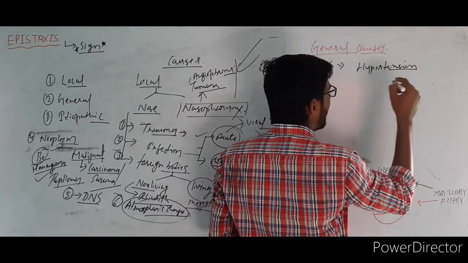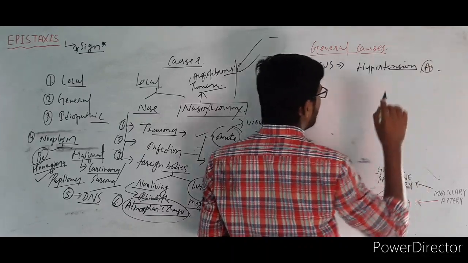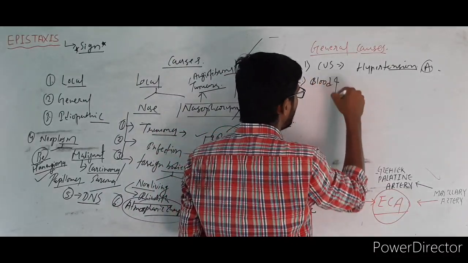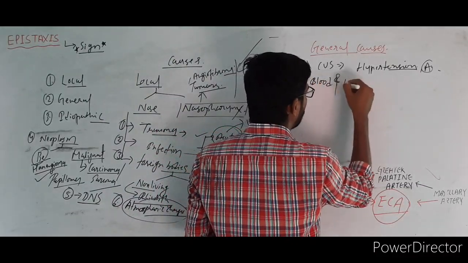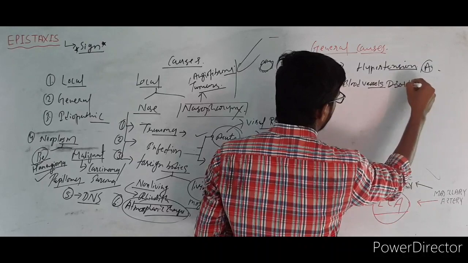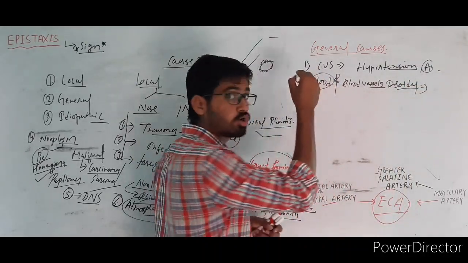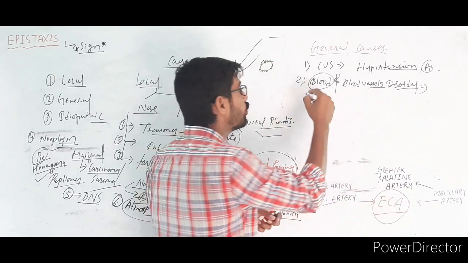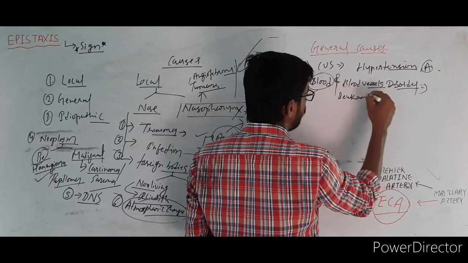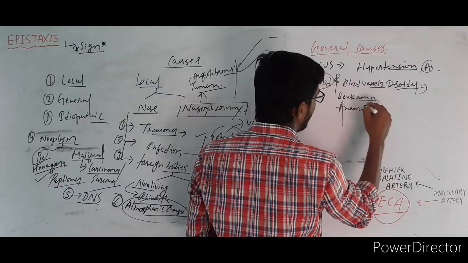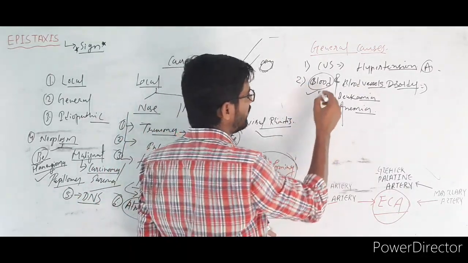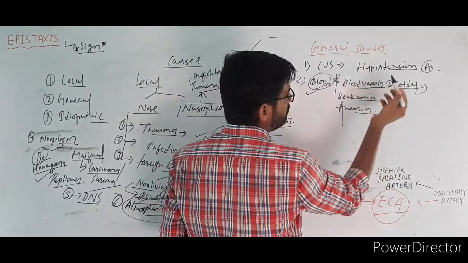Hypertension and atherosclerosis, right? So these are certain things in the CVS. The second thing is blood and blood vessel disorders. Can you tell me some blood disorders? Leukemia, anemia. These are all diseases, all disorders of the blood. And then there are blood vessel disorders.